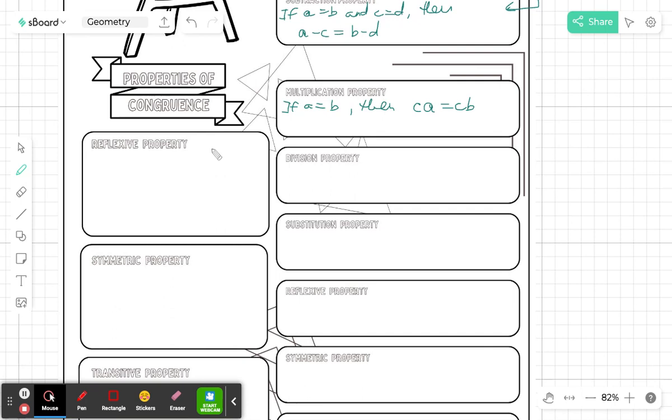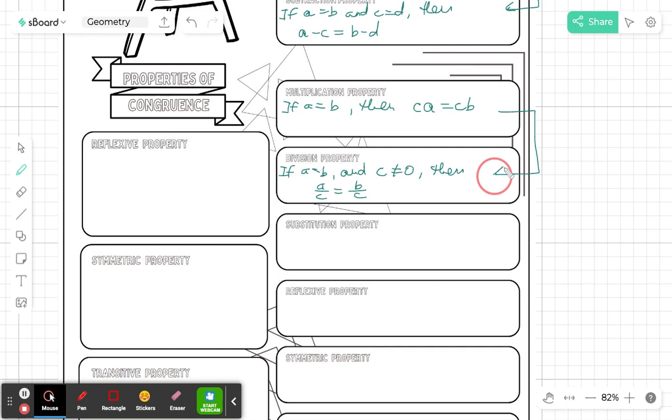For division property, very similarly, I start with if A equals B, then actually I cannot put then because I'm going to be dividing, so I will have to specify that C does not equal 0 because I don't want to divide by 0. So then A over C is going to be equal to B over C.